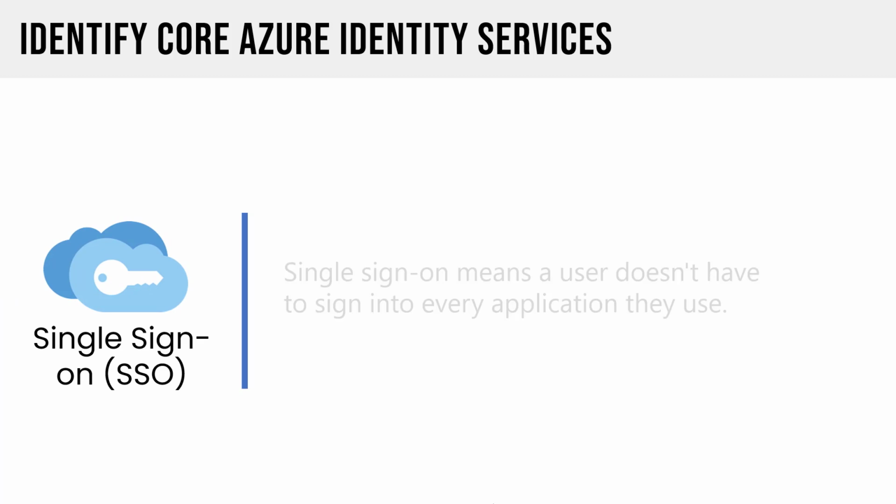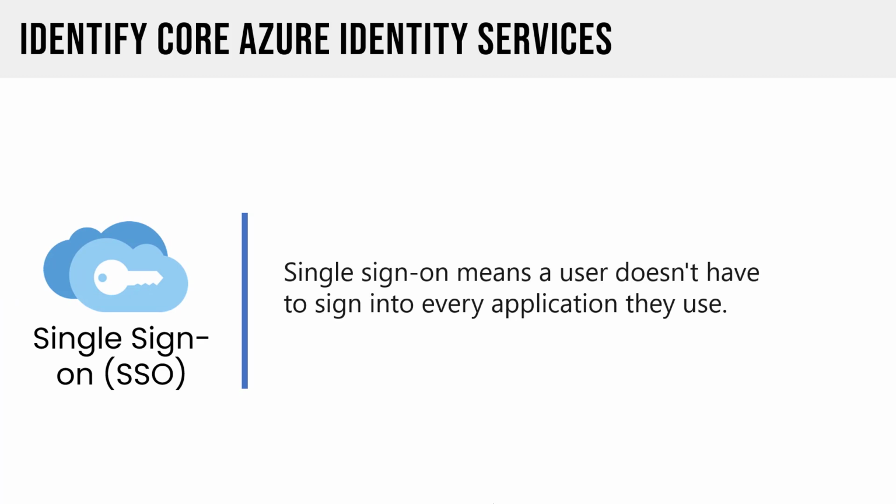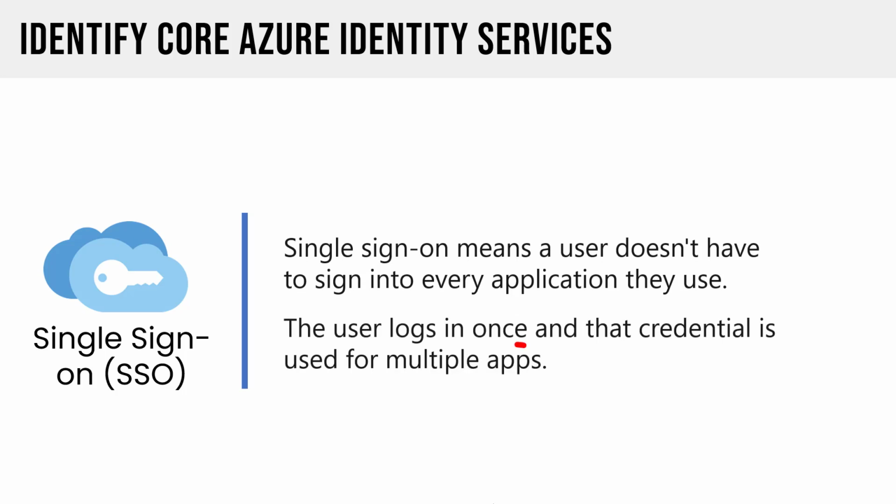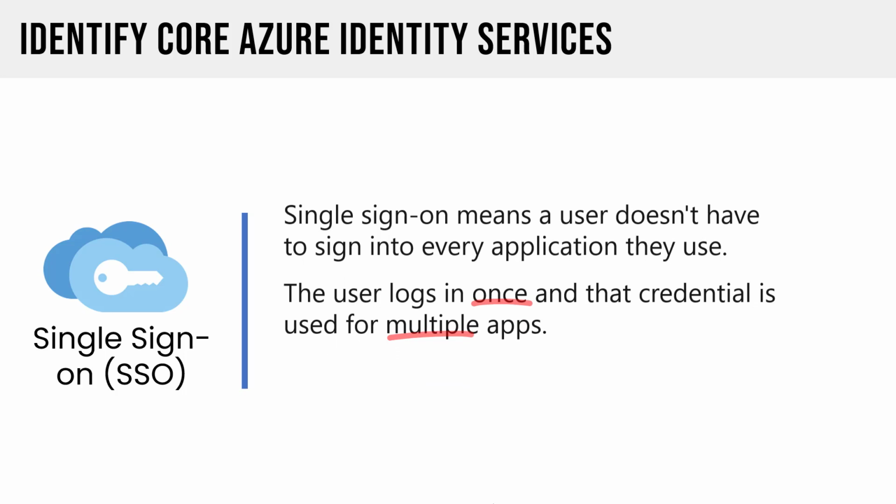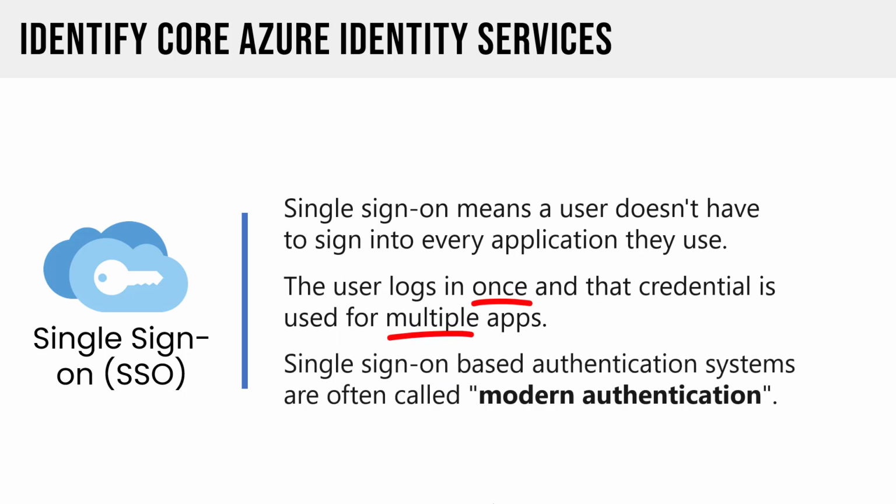And single sign-on. So single sign-on means a user doesn't have to sign into every application they use. Essentially, they can log in once and that credential is used for multiple apps. And single sign-on based authentication systems are often called modern authentication systems.